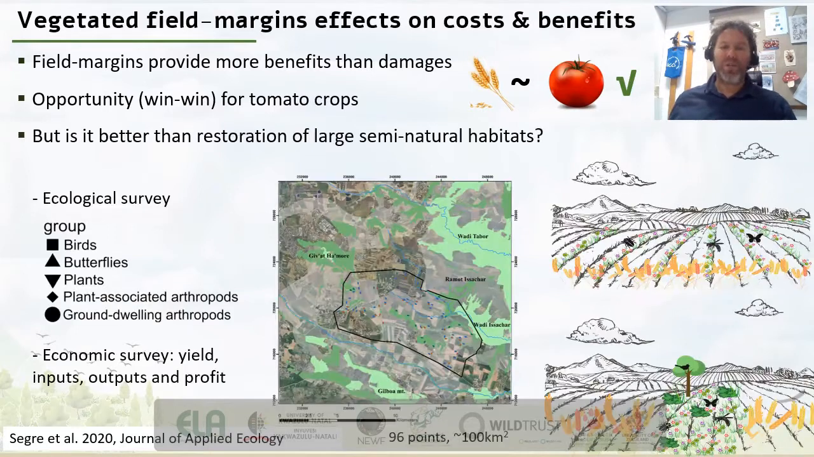Now, but what we really cared about was to know whether these opportunities actually, if you look at the whole landscape, what is better: the big margin, as I said before, or to move for these many practices, or in this case many field margins across the landscape.